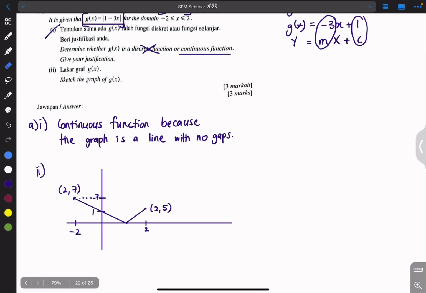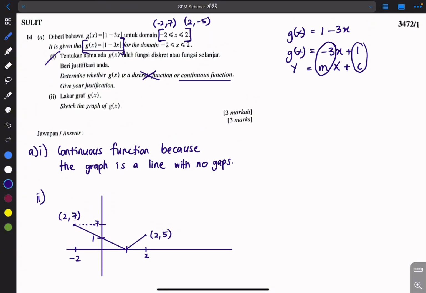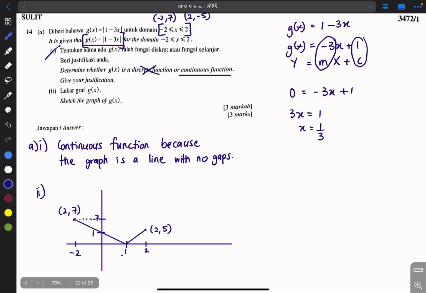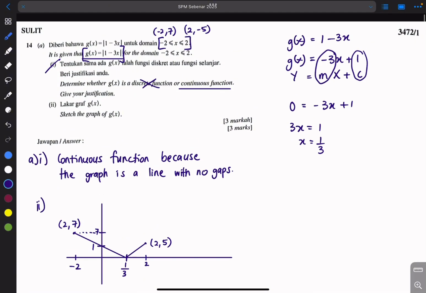So we can also find the coordinate where it cuts. The straight line cuts the x-axis, so at the x-intercept, y must be 0. So we can use this equation to solve. So y is 0. We make x the subject. x will be 1 over 3. So here is 1 over 3. Done.